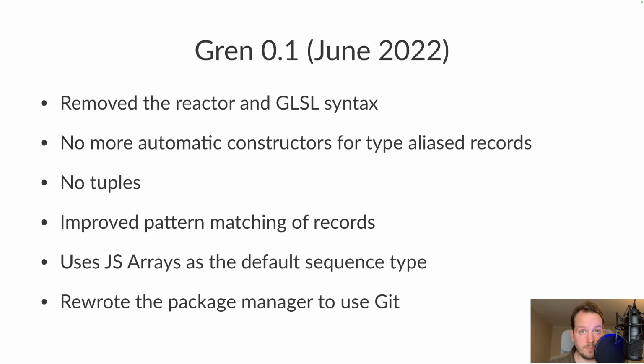In Gren, that constructor is not generated anymore. And the main reason for that is because it actually was a bit confusing. It doesn't really fit into the language. If you create a type alias of a record, you get a constructor. If you create a type alias of any other type than a record, you don't get a constructor. So it was a feature that wasn't really consistent in the way it worked.